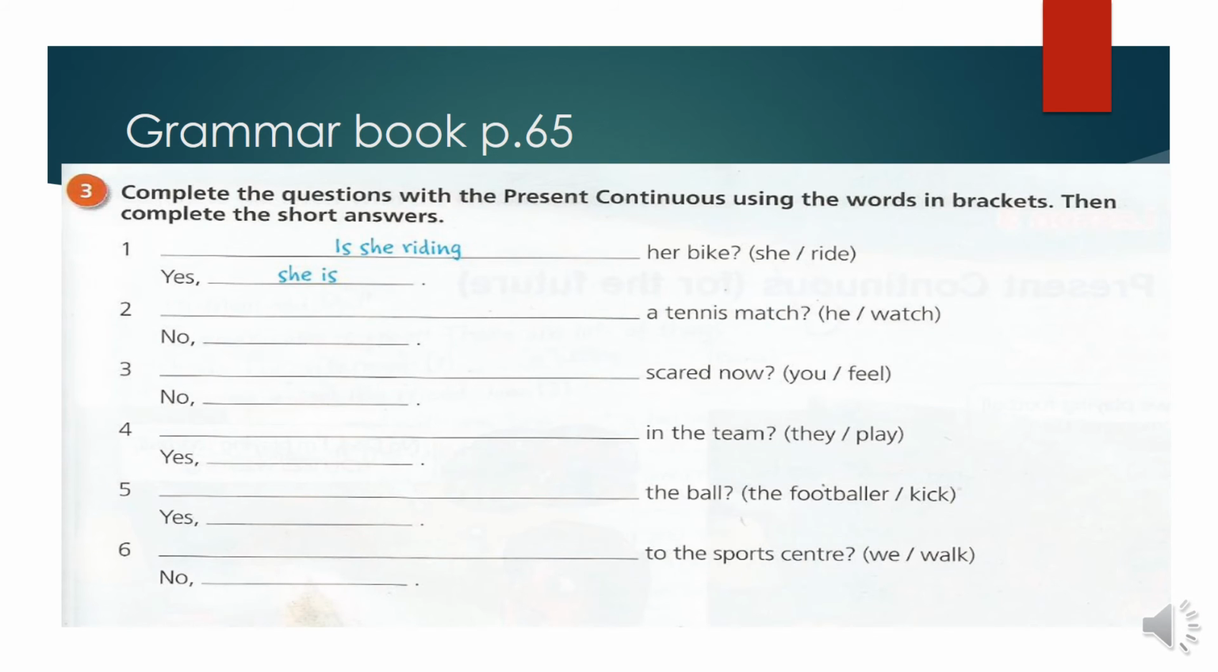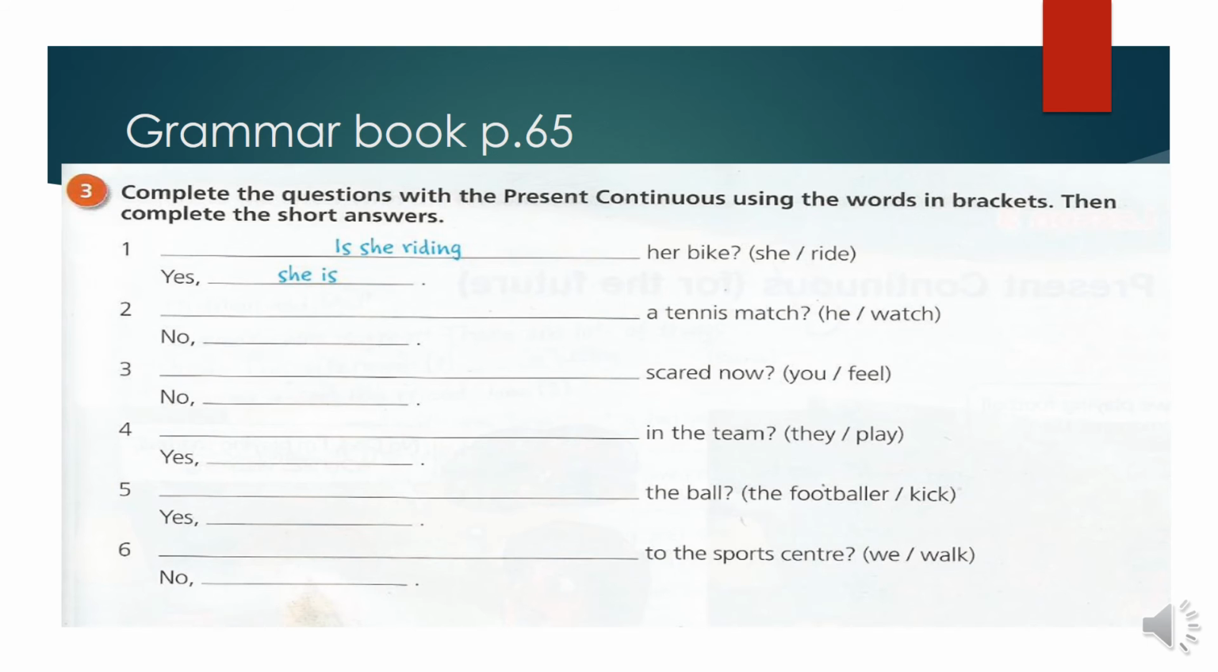Okay, please open your grammar book, page 65. Exercise 3. Complete the question with the present continuous using the words in practice, then complete the short answers. Okay, number 1, it's done. Is she riding her bike? It's a question. Yes, she is.